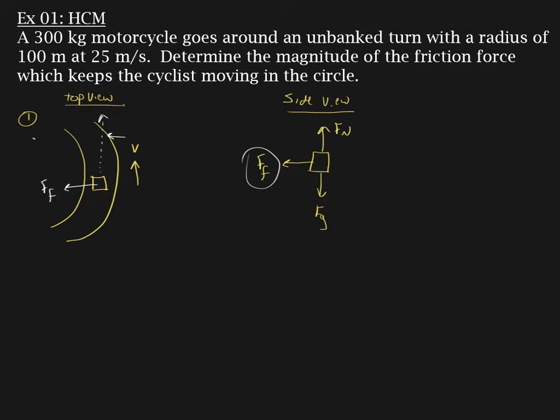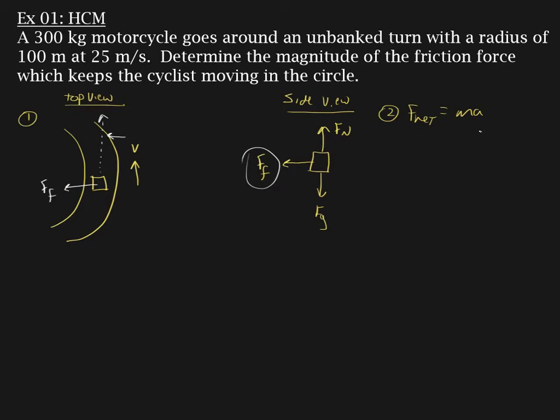All right, so here's step number one. We've drawn our FBD. Then we go on to step number two, and in step number two, we just write F net is equal to MA. Now typically we would ask, is this equilibrium or non? And this is non-equilibrium. And it's non-equilibrium because we're constantly changing direction, so that means we have a centripetal acceleration.